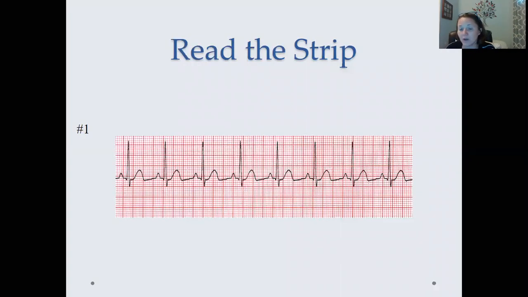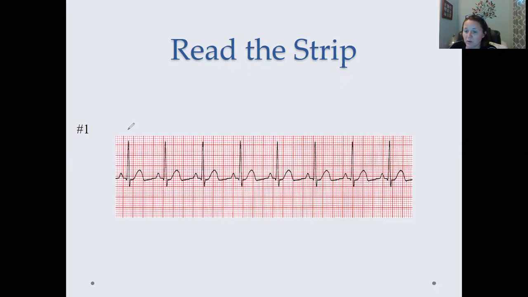Okay, so if you haven't already done so, please go ahead and pause this and work this out on your own to determine if it's normal sinus rhythm. Please go through those steps on your own, determine if it's normal sinus rhythm, and then restart it, because I'm getting ready to go over it myself. Okay, so if you are ready, let's go ahead and look at it.